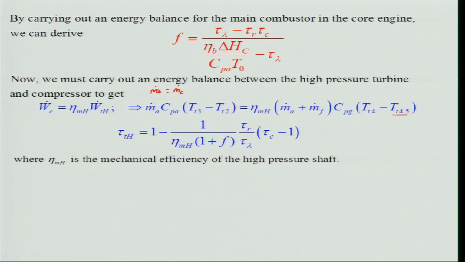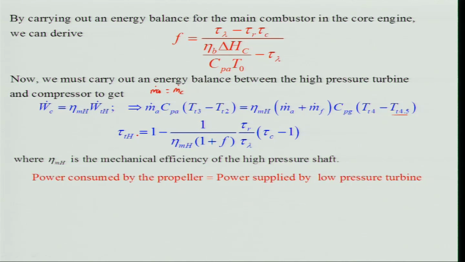Only thing is that in place of this we are using the tau h here, there it will be tau t. In this case, the turboprop engine, tau t h, and we know that power consumed by the propeller is equal to power supplied by the low pressure turbine. With this we can write down this power.